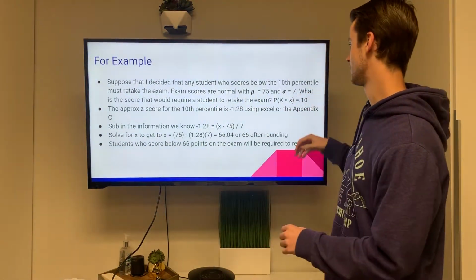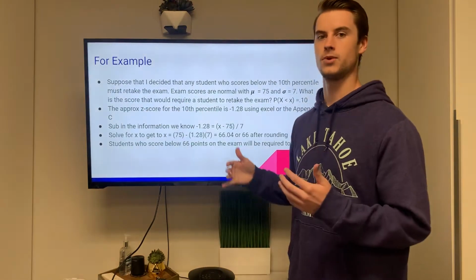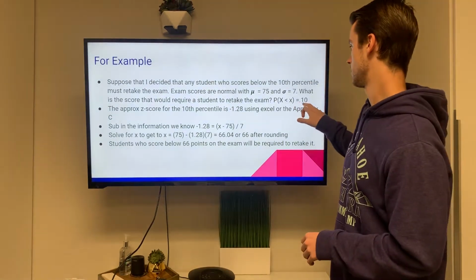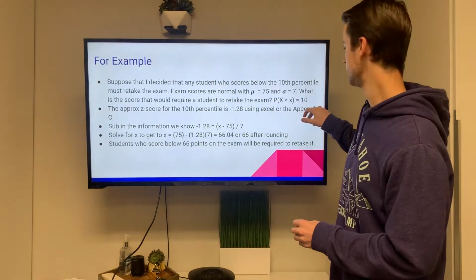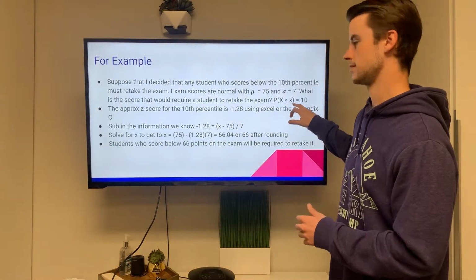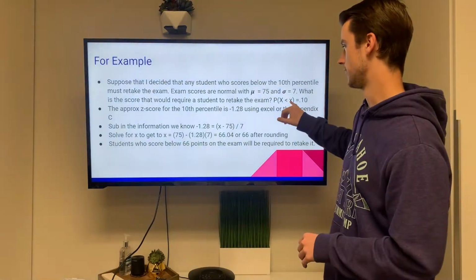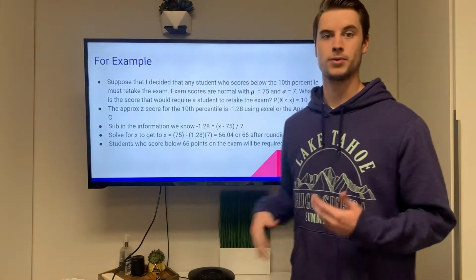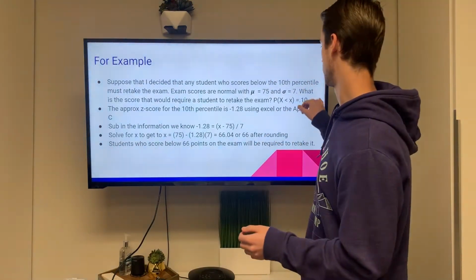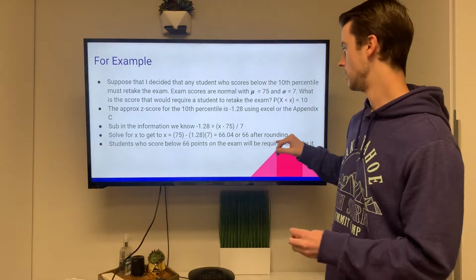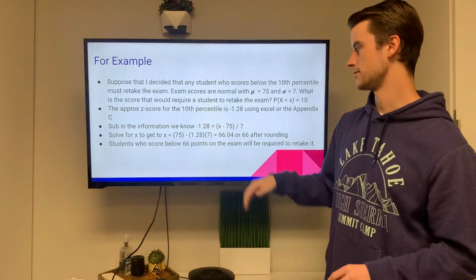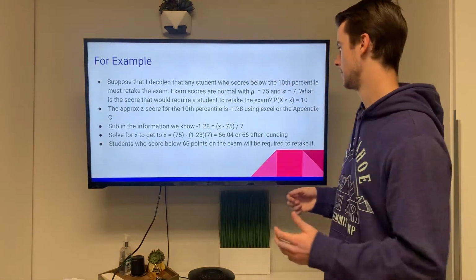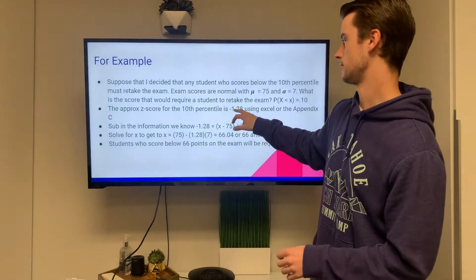Exam score is normal, 75, 7. What is the score? So we're basically asking, what's the x value? What's the score that would require a student to retake the exam, right? That means the area is 10% under the curve. What's the probability that the X is less than x? That's what that's saying. So what's this x value here? That's what we're trying to find. Again, we have to approximate the z-score, so we have to find our 10% under the curve. You know that it's going to be a negative z value because the 10th percentile is to the left of the mean, okay? The z-score for the 10th percentile is around negative 1.28.